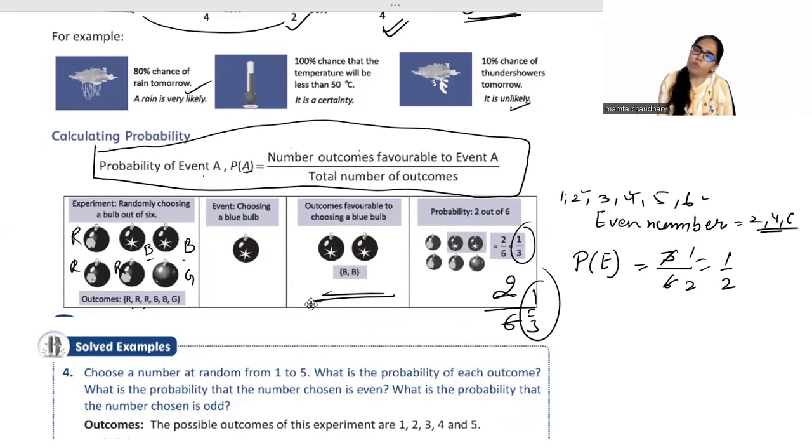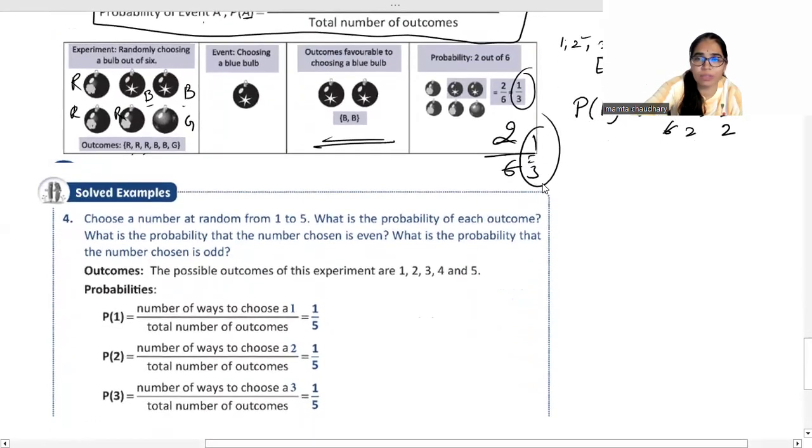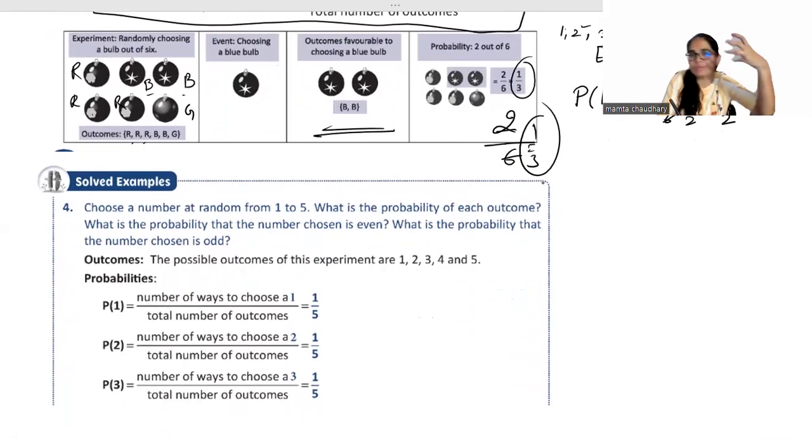What is the formula for probability? Just repeat after me: total number of favorable outcomes upon total number of outcomes. That's it. Now let's take one more example. Choose a number at random from 1 to 5. It means the random experiment is what? You are choosing a number from 1 to 5.